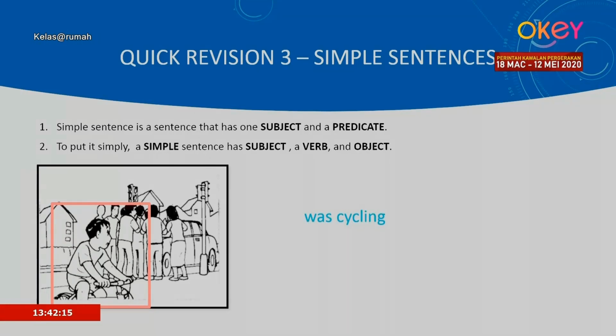So let's add a subject. So who was cycling? So I can see in the picture, it's a boy. So I'm going to name this boy Aiman. So now I have a subject and a verb. Aiman was cycling. Well, why don't we add something else to make the sentence better? So maybe an object. So where did he cycle to? So, to his uncle's house maybe. So now let's read the whole sentence again. Aiman was cycling to his uncle's house.